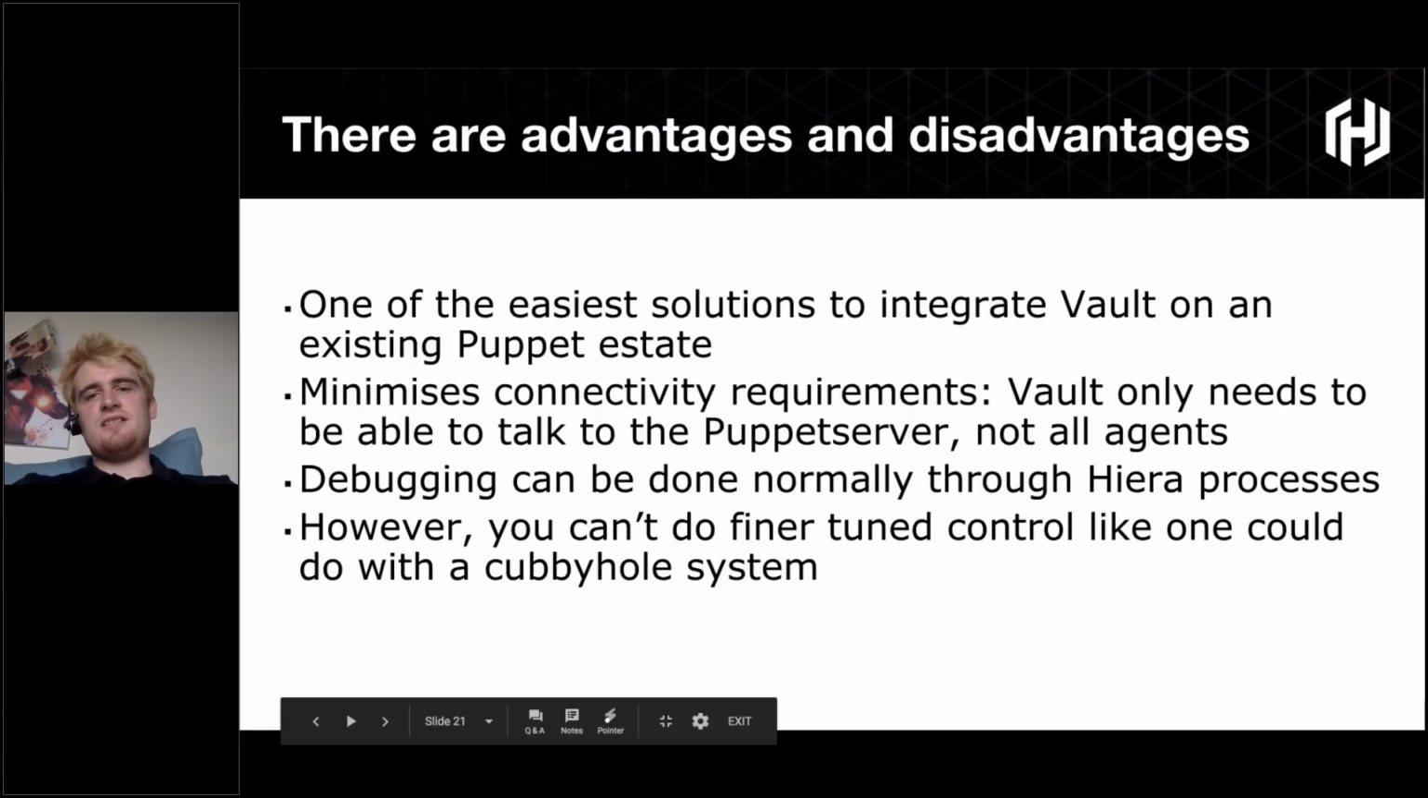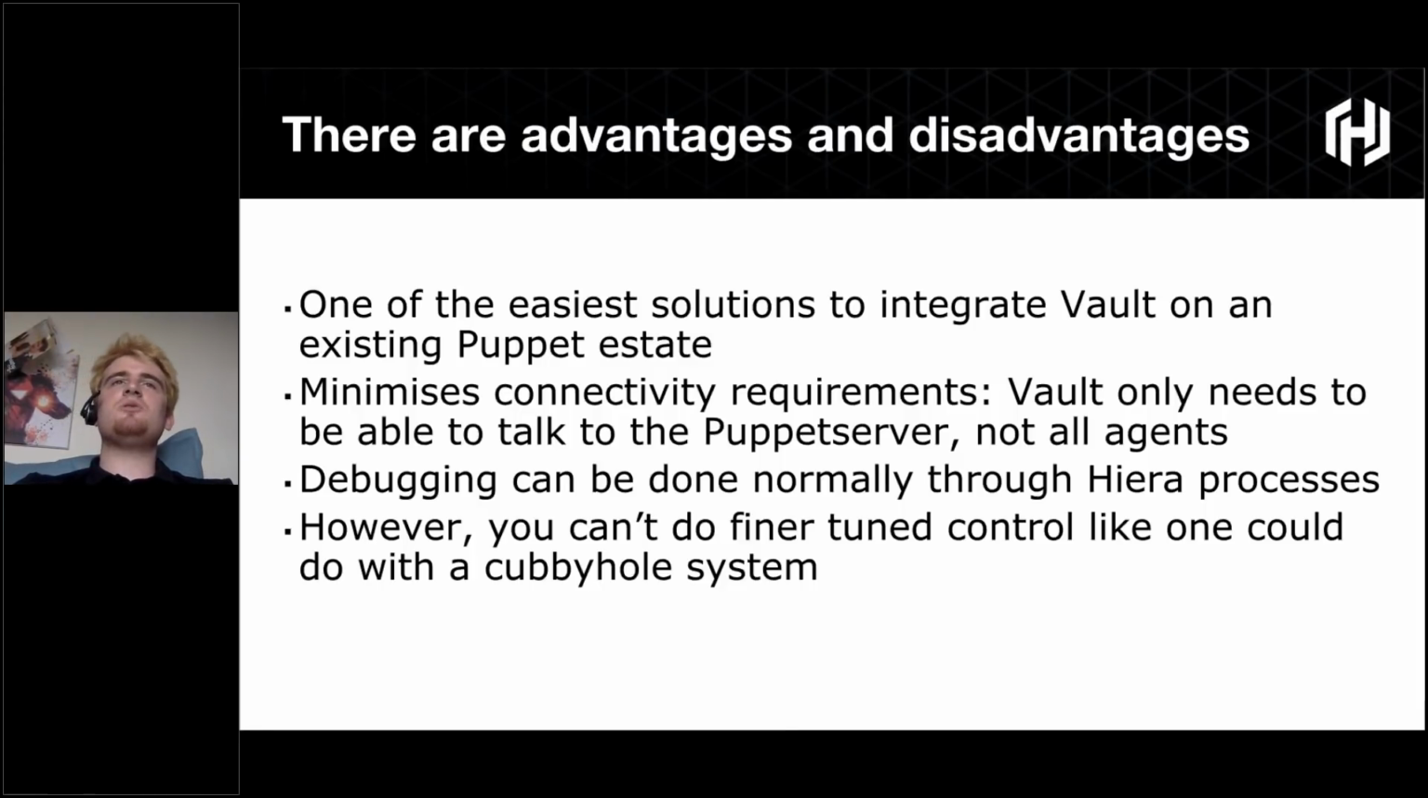So what are the advantages and disadvantages to this approach? Like with any tool, there are many different ways you can configure Vault to work with a Puppet environment. This is probably the most drop-in and Puppety way of doing things, because the way Puppet expects data to come in is through the Hiera layer. So it's the easiest solution because it works the most within the Puppet ecosystem. You're minimizing the connectivity requirements because the only connection you need to Vault will be from the Puppet master. And because it's using Hiera, you can use the standard debugging tools like we talked about with explain earlier on.